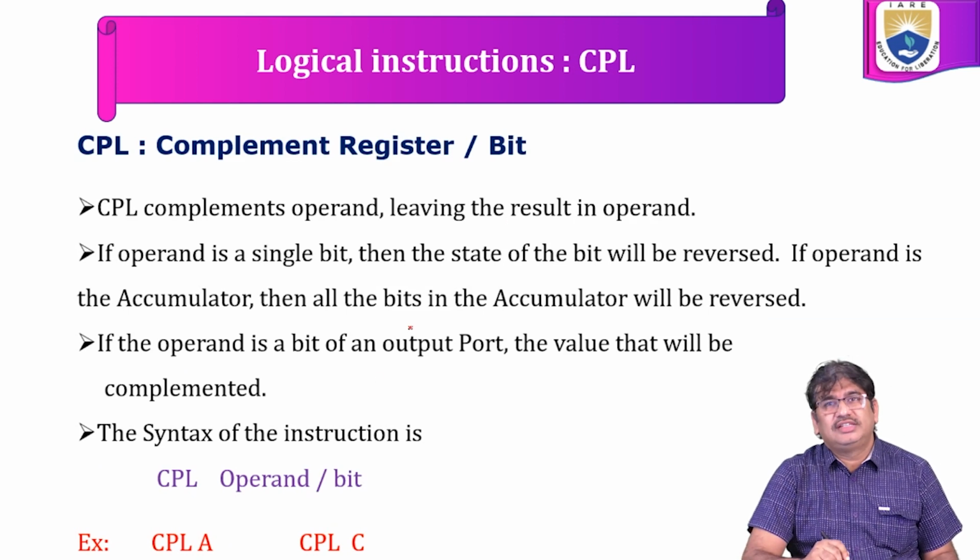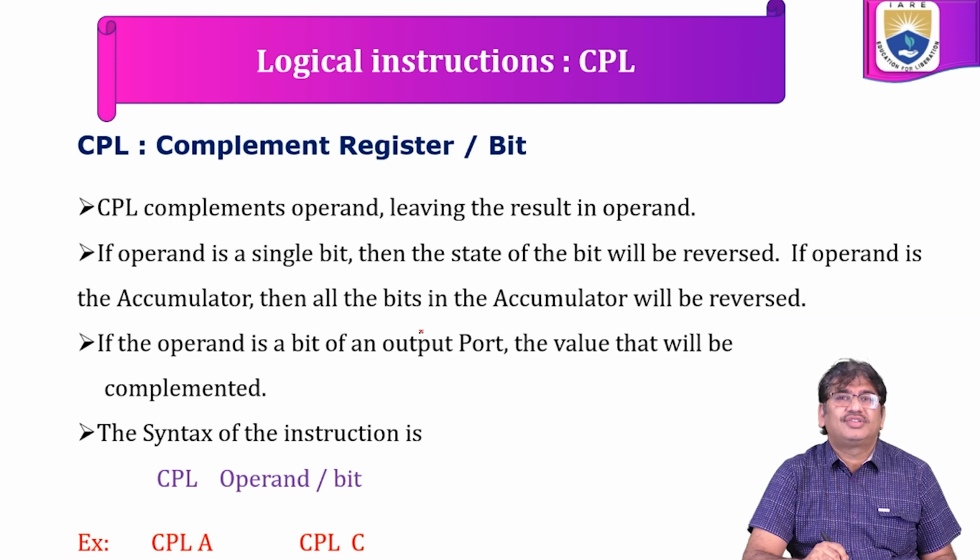The next one is CPL, which is complement a register or bit. CPL complements the operand, leaving the result in the operand. If the operand is a single bit, then the state of the bit will be reversed. If the operand is the accumulator, then all the bits in the accumulator will be reversed. If the operand is a bit of an output port, the value that will be complemented.